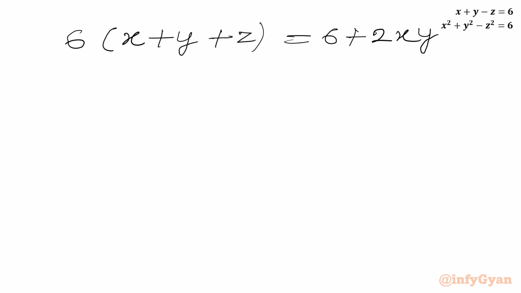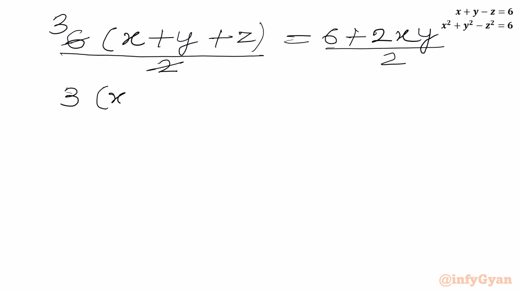Now equation is divisible by 2. Let's divide both sides by 2. So we will cancel 6. It will be 3 here. I will write 3 times x plus y plus z equal to 6 over 2 is 3, 2 over 2 is 1. So only xy we can write.